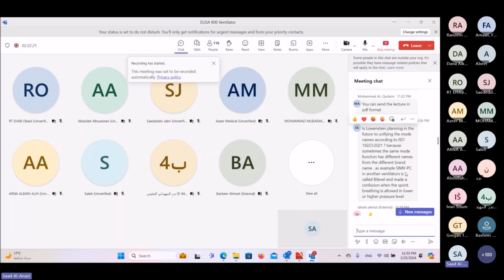Yes, we have another mode, SIMV pressure control, and the one called bi-level, and people may be confused about them. Yes, the bi-level is different from SIMV pressure control. The bi-level is a unique feature. It helps the patient by allowing them to breathe at a higher pressure level. It has two levels of pressure, but there is a unique feature on that.